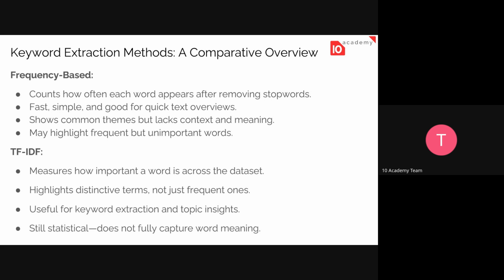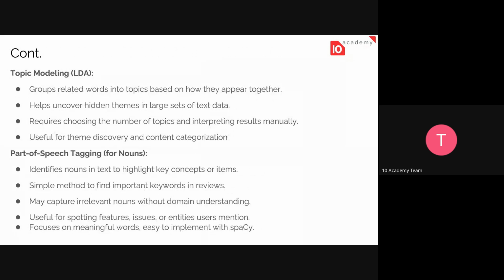But again, since it's a statistical method, it doesn't truly understand the meaning behind the words. It just works off the patterns and how often they appear. So overall, frequency is simple and fast. TF-IDF is smarter and more focused, and both are great early-stage tools for exploring themes in text. I think you guys have to work on them as well on the project.